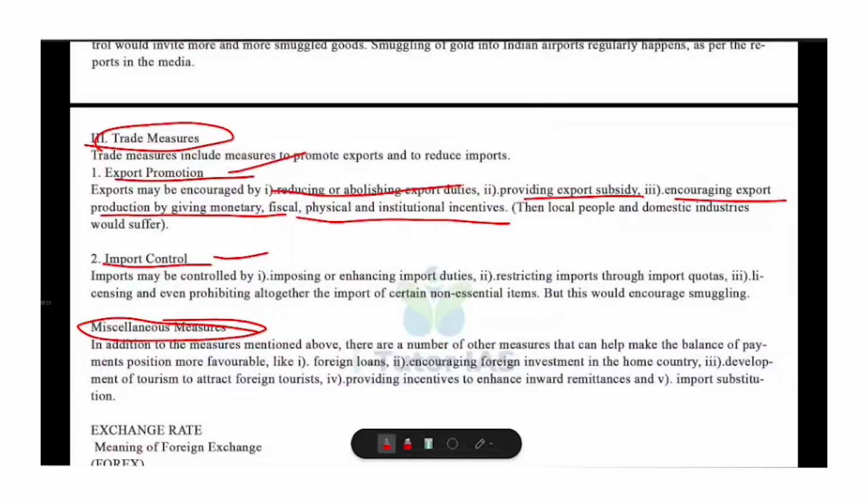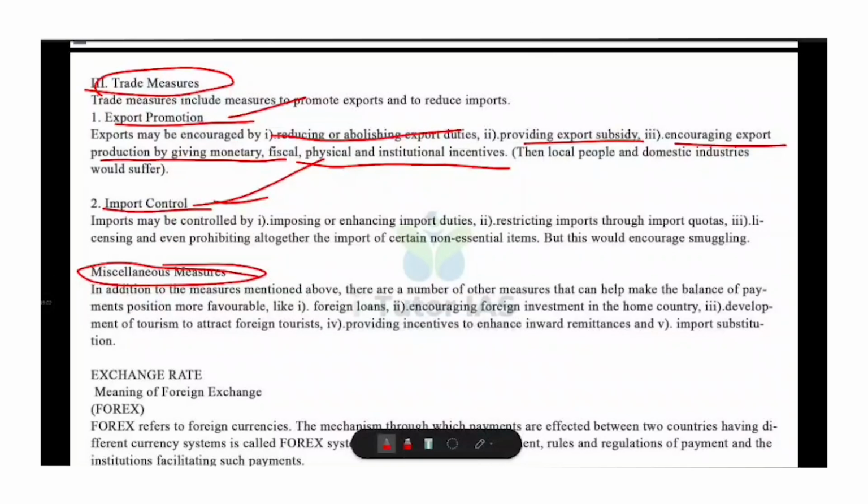Then we talked about import control. The goal is to reduce import spending and protect the BOP. And the methods used here are imposing or enhancing import duties, that is, make imported goods more expensive, thereby reducing demand. Then import quotas, that is, they limit the quantity of certain goods that can be imported. Then licensing and even prohibiting imports. Some non-essential items may be banned entirely. And the trade-off or challenge here is that restricting imports too much can lead to smuggling, and consumers may face fewer choices and higher prices.